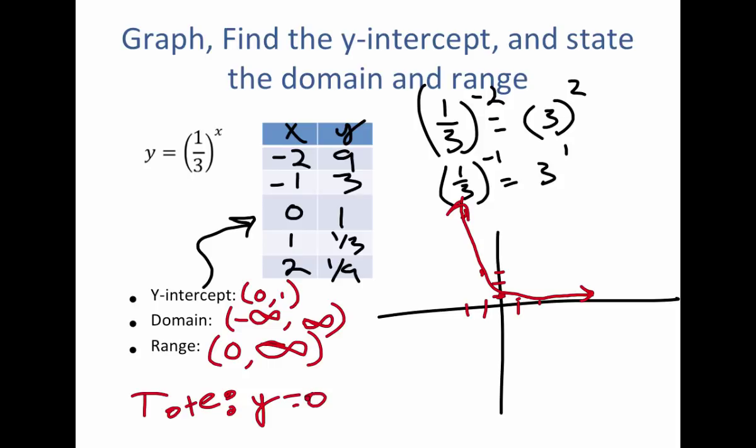So the difference with this one is my value of b is less than 1. Notice there is a value of a. It's standing there as a 1, and that's where our initial value is (0, 1).